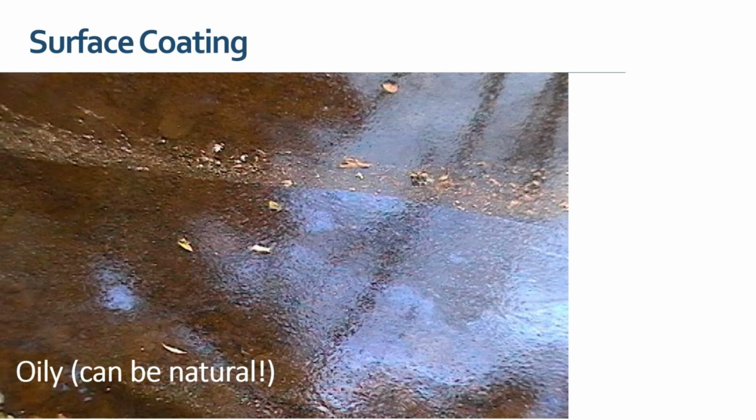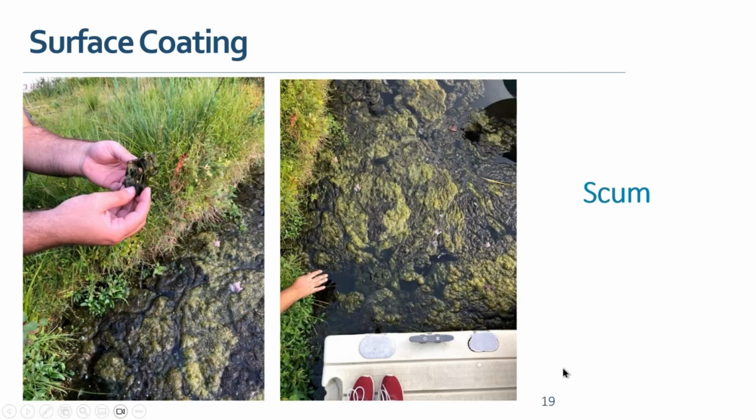So a surface coating, this slide illustrates an oily coating, which can be natural. Usually we say if you poke a stick at it and it breaks up, that's probably a natural oil. If it swirls around and it's a rainbowy color, that's probably a petroleum kind of oil. Is there a scum? Obviously that's not a technical term, but you'll look at the stream and you'll be like, ew. In this case, when you touch it, it's actually more cottony, but you would describe that as the choice that says scum.